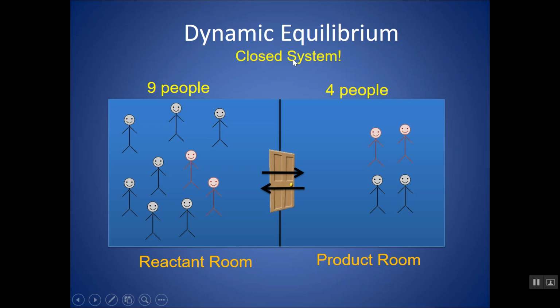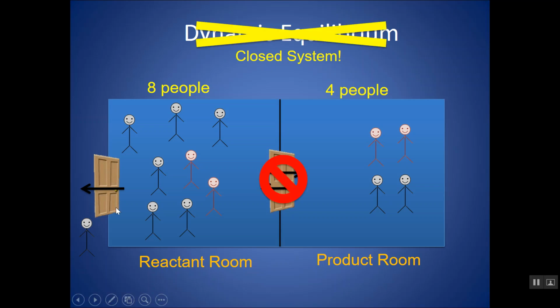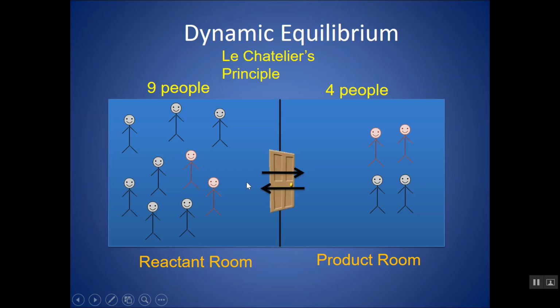Okay, this has to be a closed system. So let's say I create a door over here, and now people start leaving this room through this door. Okay, now I'm losing people. This amount is no longer going to be constant. So it is no longer going to be at equilibrium if I don't have a closed system. It has to be a closed system in order to reach equilibrium.